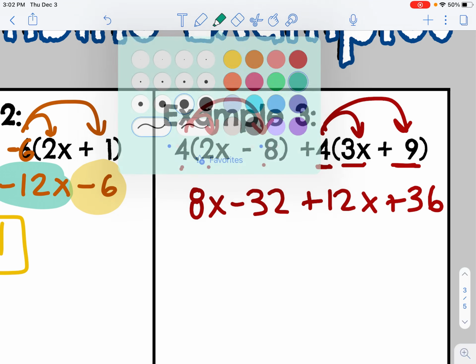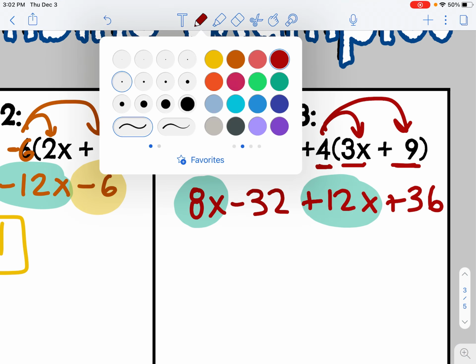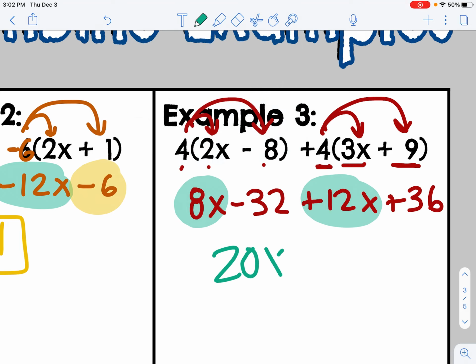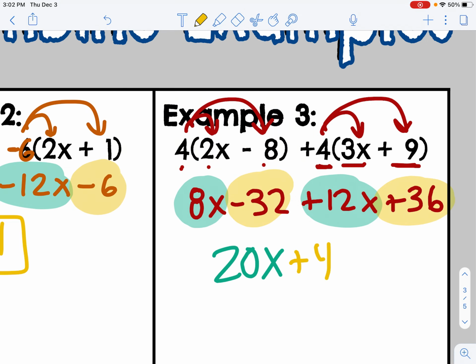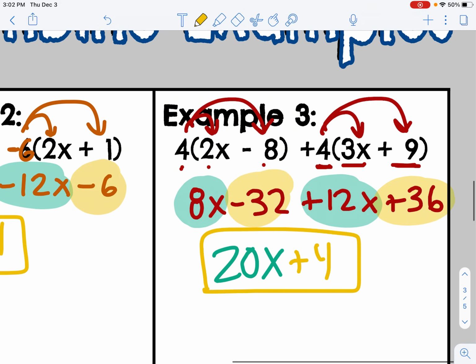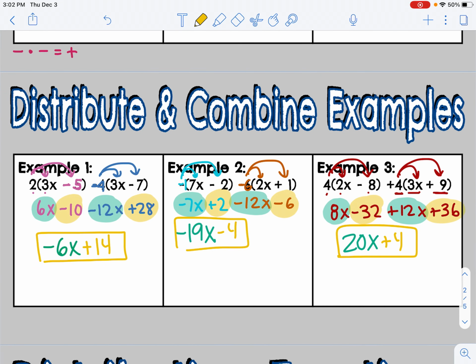Now we can combine our like terms. 8x plus 12x gives me 20x. And we have a negative 32 plus 36. So we can think about that as 36 minus 32. That would leave us with 4. And those are your examples of where you have to distribute first and then combine your like terms.